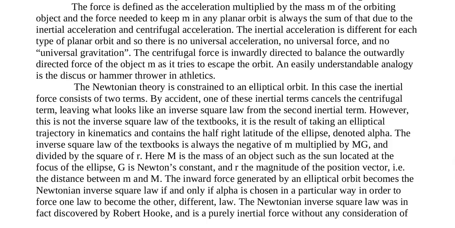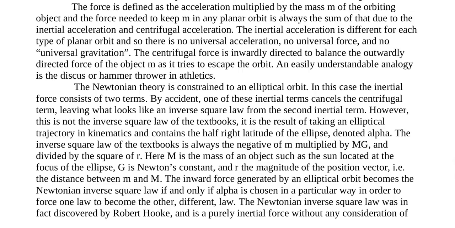The inverse square law of the textbooks is always the negative of m multiplied by M G and divided by the square of r. Here M is the mass of an object such as the Sun located at the focus of the ellipse. G is Newton's constant and r the magnitude of the position vector, the distance between m and M. The inward force generated by an elliptical orbit becomes the Newtonian inverse square law if and only if alpha is chosen in a particular way in order to force one law to become the other different law.